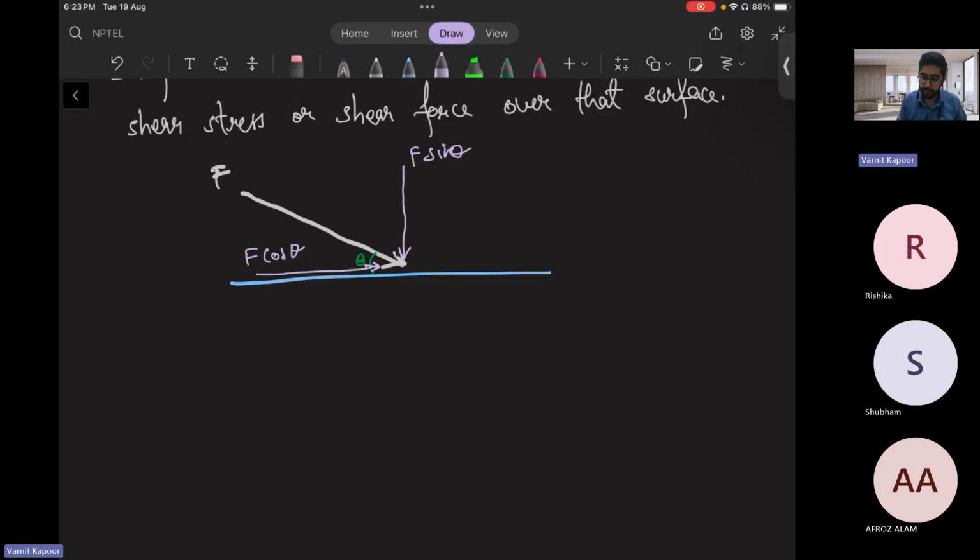Okay. So this is your normal force, and this is your shear force parallel to the surface. We have seen this in the first lecture. And F is not zero. F is a non-zero force which is acting on the surface. All right. So Fs is F cos theta.